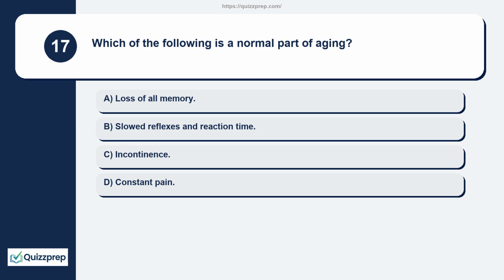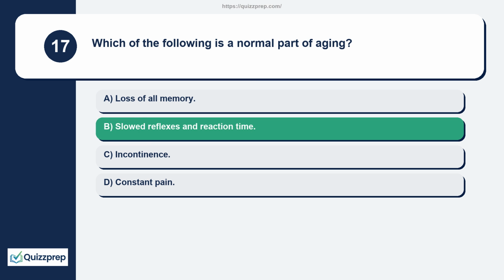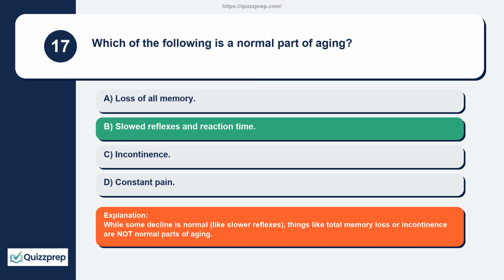Question 17. Which of the following is a normal part of aging? Loss of all memory, slowed reflexes and reaction time, incontinence, constant pain. While some decline is normal, like slower reflexes, things like total memory loss or incontinence are not normal parts of aging.